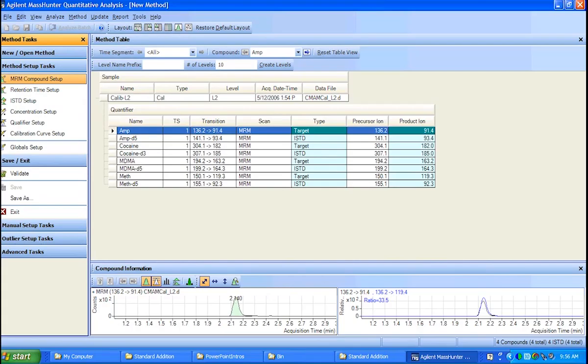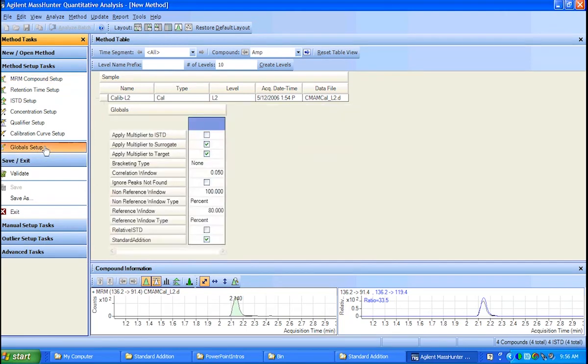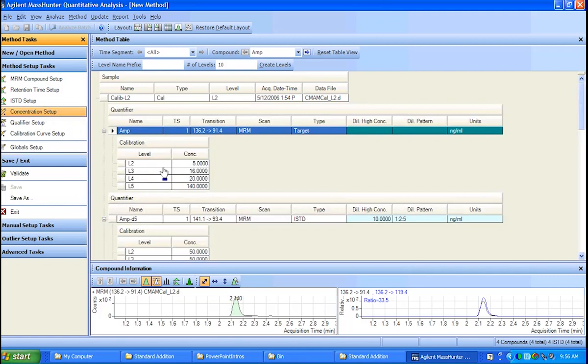To get started here, let me show you how to turn this on. We're going to go over to Global Setup, and we're going to turn on Standard Addition. When you've done that, all of the samples in the batch, all of the compounds, are going to be treated with this Standard Addition calculation. I have set up level concentrations that I'm going to use in the Standard Addition methodology, and basically this defines, when I use level 2, the spike concentration that would be present in each.